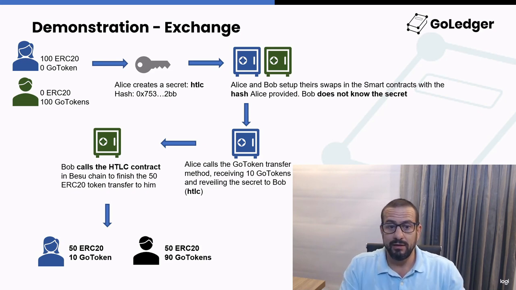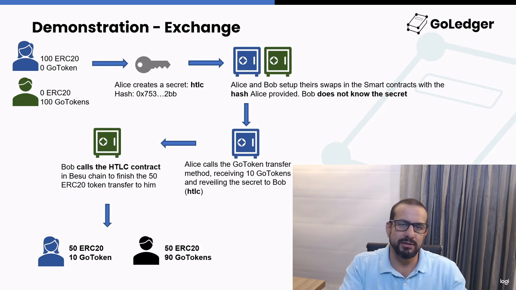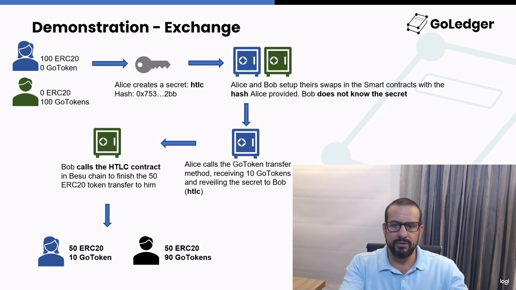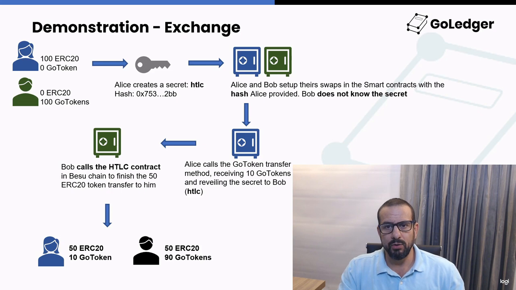That's basically HTLC. And then Bob will call the HTLC contract in the Besu chain to finish the transfer of the 50 ERC20 tokens to him. So in the end, we will have this wallet balance here, where Alice will have 50 ERC tokens and 10 gold tokens, and Bob will have also 50 ERC tokens and 90 gold tokens.